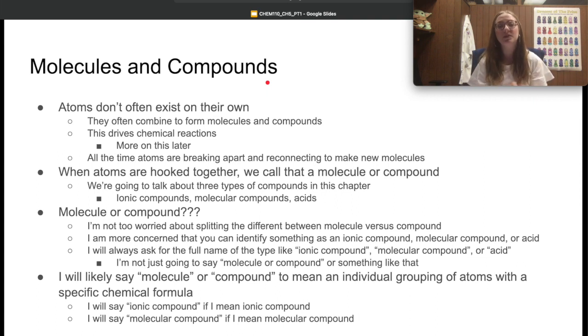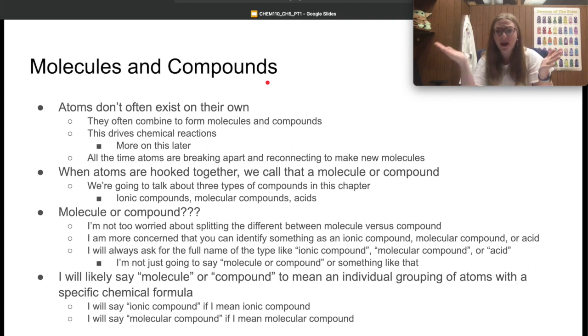But in this chapter, we're going to end up talking about 3 different types of compounds. So we're going to talk about ionic compounds, molecular compounds, and acids. As we start to talk about this, those aren't all the molecules we're going to talk about this semester. Those are just the few we're going to cover in this chapter for right now. As we move forward, we're going to talk a little bit more about acids and bases. We'll talk about organic molecules and some more things like that. So there's more coming, but these are just the 3 basic ones we're going to talk about for right now.